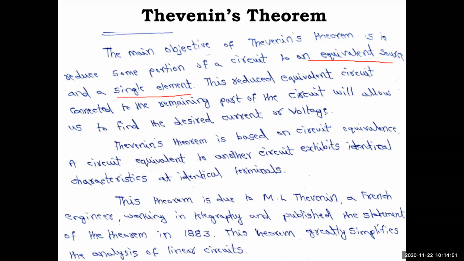So this reduced equivalent circuit connected to the remaining part of the circuit will allow us to find the desired current or voltage. That means we'll separate the complete closed circuit into two. That is, we will separate the load, find the equivalent circuit, and then connect the load back, and we'll find the required current or voltage. So that is the objective. That's why this theorem is based on circuit equivalence. We'll understand this when we come to the problem stage. So how to do this, all these things we'll come to know.